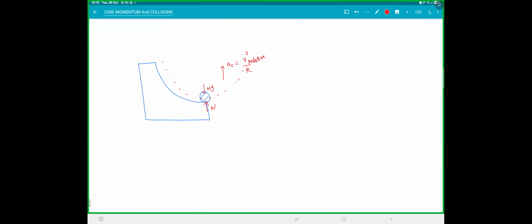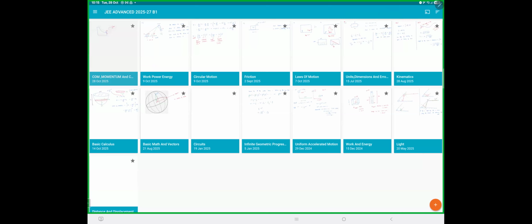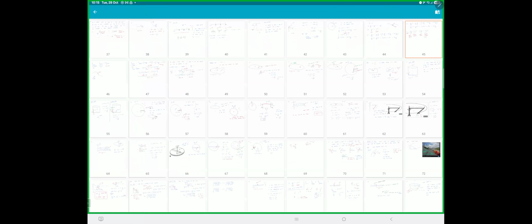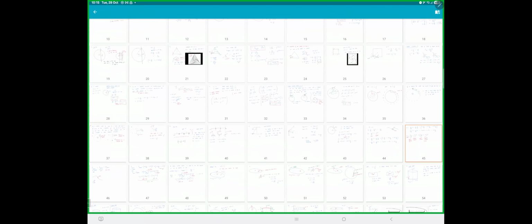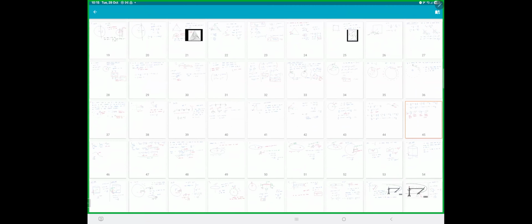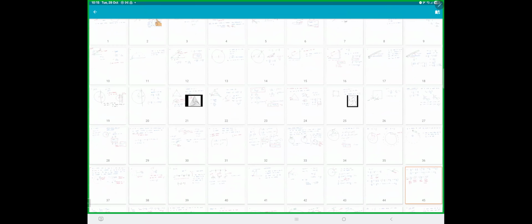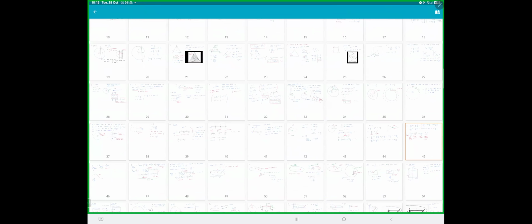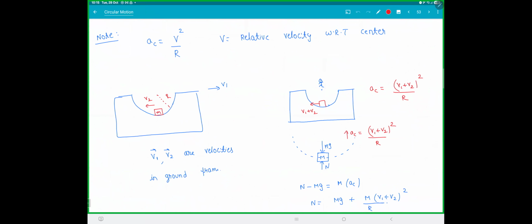Actually, v is the v relative. You guys remember this? I taught you this in circular motion. Do you remember this question? Note: centripetal acceleration is v square by r, where v is the velocity relative to the platform. Page 53.